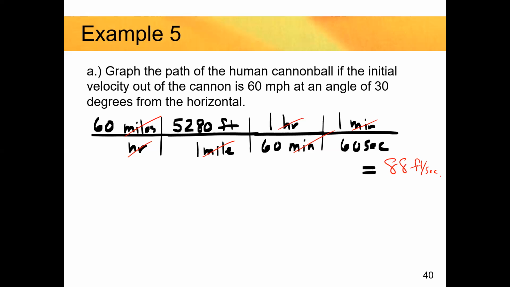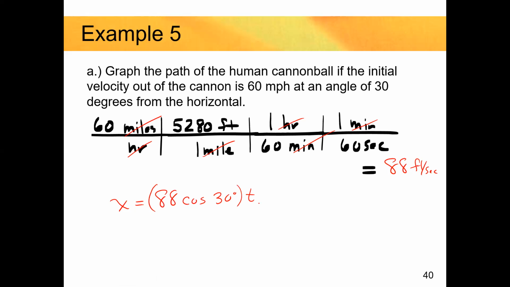I got my two equations then. So x is equal to 88, and this is going to be cosine, and this is 30 degrees because it's the angle that it took off. Why is it cosine? Because you're plugging it into this equation up here that we did before. And remember, cosine is the x values, so it determines your horizontal plane. All of this in parentheses is multiplied by t.